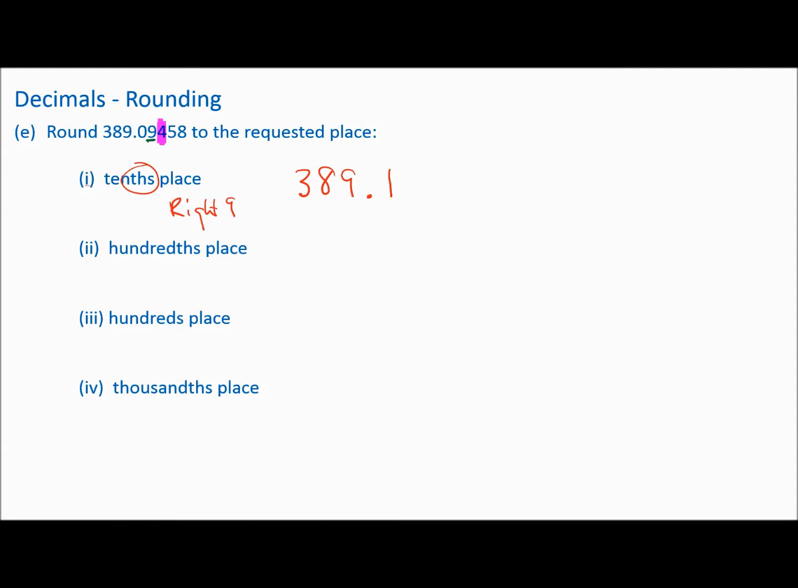Now since that number is not 5 or larger, it's less than 5, then that 9 stays a 9. And so when I write down my answer, the 389 on the left remains, the 0 remains, and remember the 9 stays a 9 because of the number we highlighted. The 4 is below 5, so everything stays as it is.